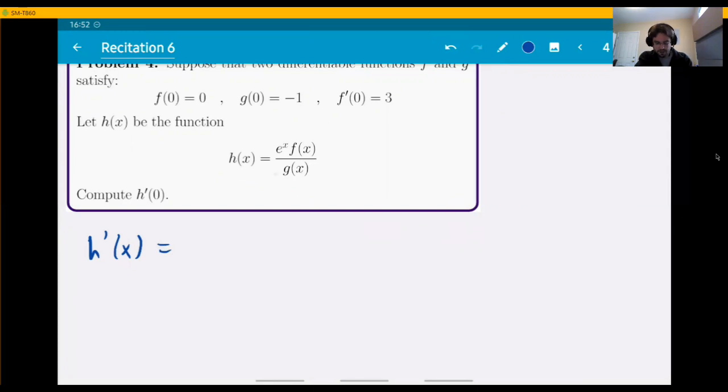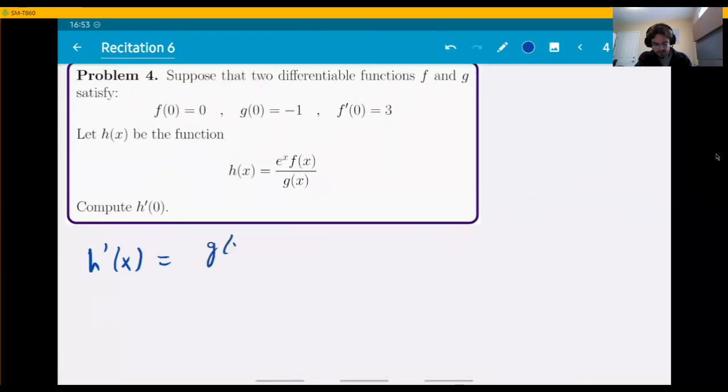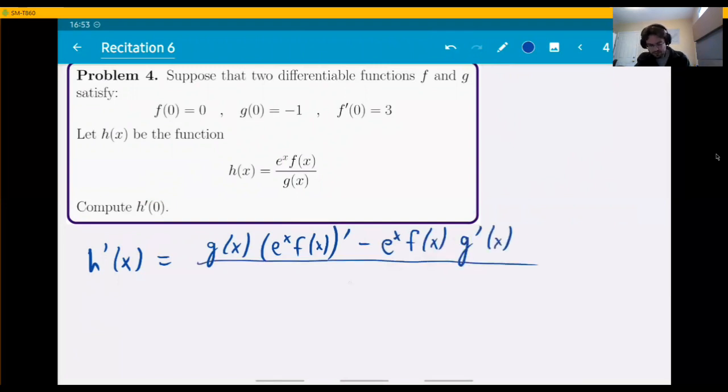How do you differentiate this quotient? Let's use the quotient rule. So you want to do low d high minus high d low over low squared.